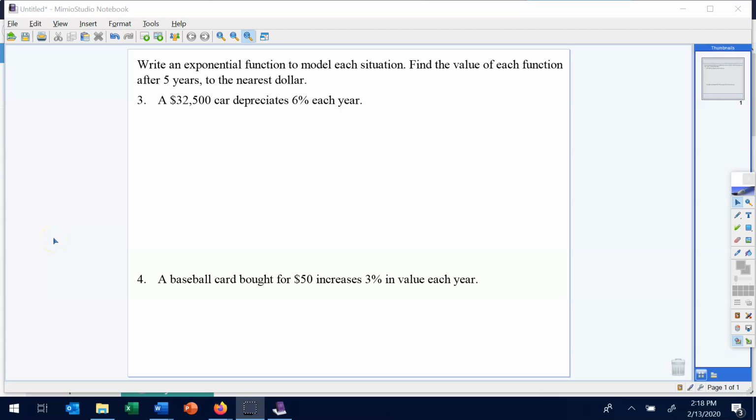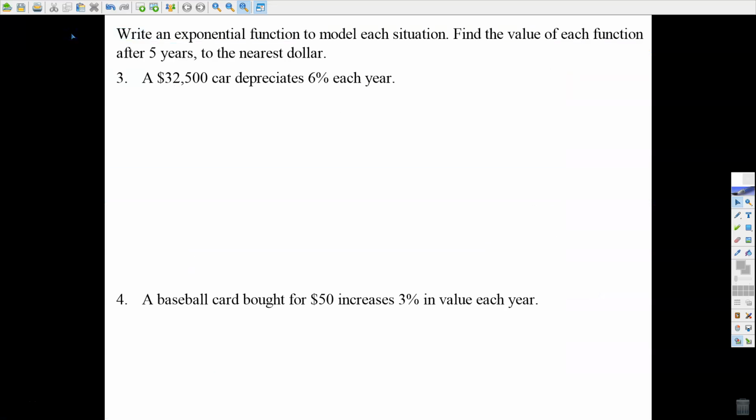I had a request to work out problems 3 and 4 on this test review sheet. And so let's walk through these. The instructions for both problems are to write an exponential function to model each situation. And then part 2 of the answer will be to find the value of each function after 5 years.